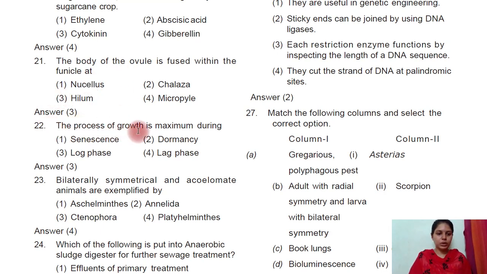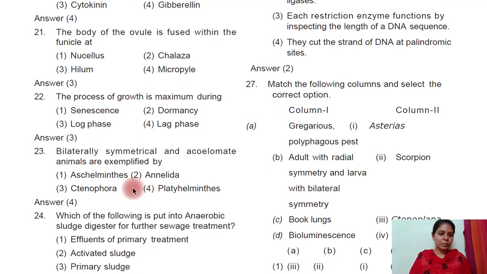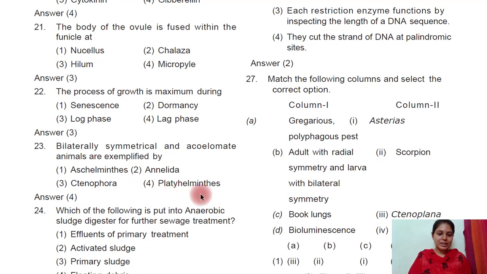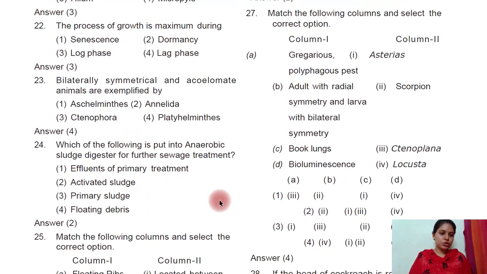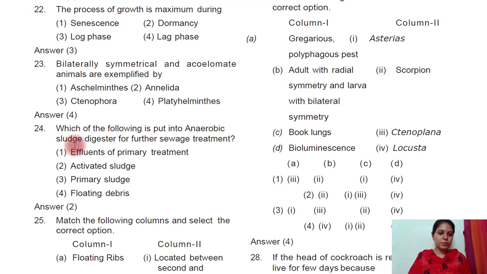Now the process of growth is maximum during the log phase and the minimum during what? The senescence phase. There is almost no growth only. Now next, bilaterally symmetrical and acoelomate animals are platyhelminthes. Why have they given platyhelminthes? A typical example when you talk about the bilateral symmetry with acoelom. So that is platyhelminthes.